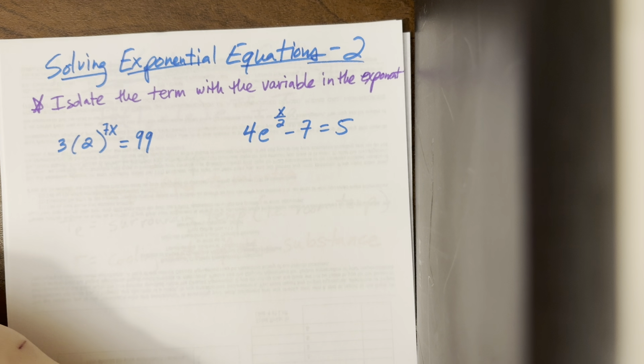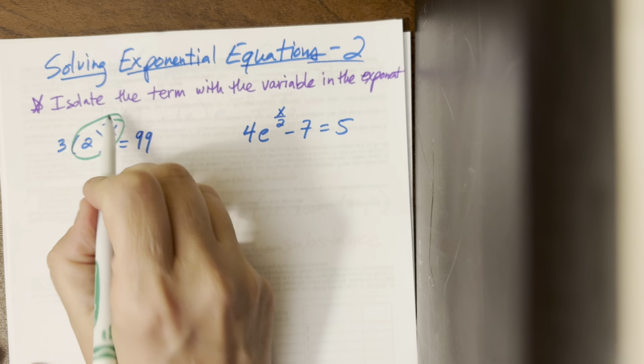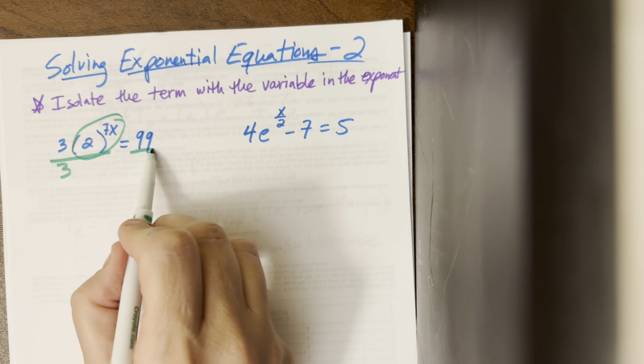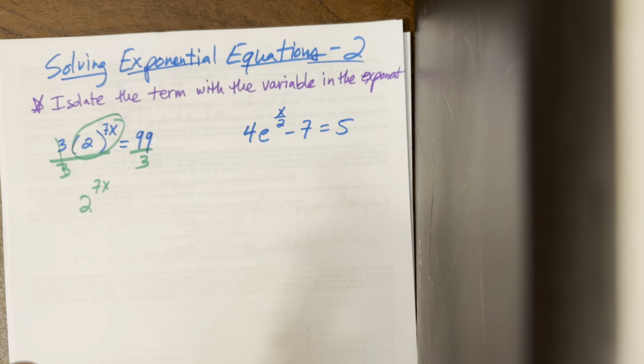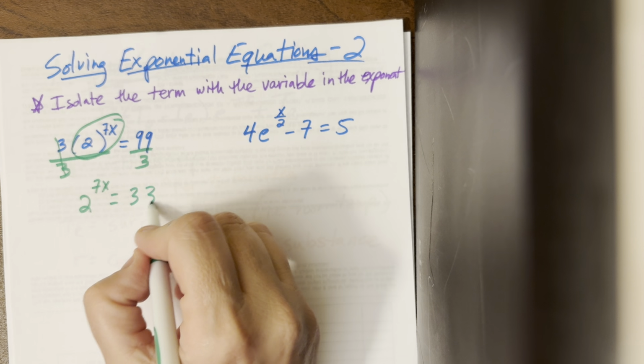So the first thing you want to do is isolate the term with the variable in the exponent. So you can see here, I want to get this 2 to the 7x by itself. So I'm going to divide both sides by 3. This leaves me with 2 to the 7x equals 33.